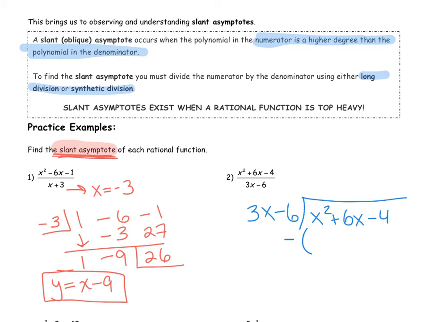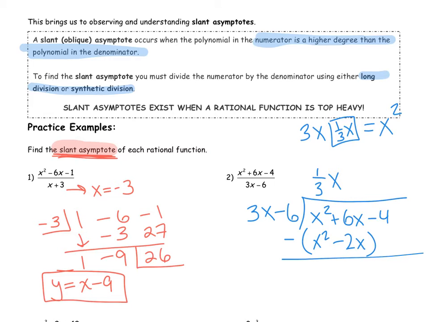How many times does 3x go into x squared? Well, you have to think: 3x times what will get me to x squared? This would have to be 1/3 x. So that's going to bring me to 1/3 x up here. And I'm going to distribute that back, which will be x squared minus 2x. I'm just distributing this here and here to get these terms. Okay, let's continue. We'll just subtract this out. You'll be left with 8x minus 4. And again, we're going to do long division on this one more time. So we have to think now.